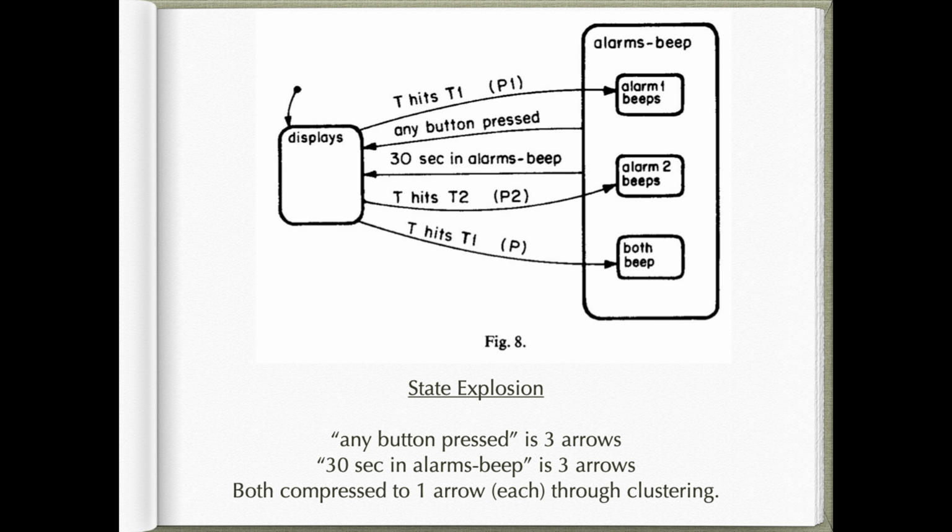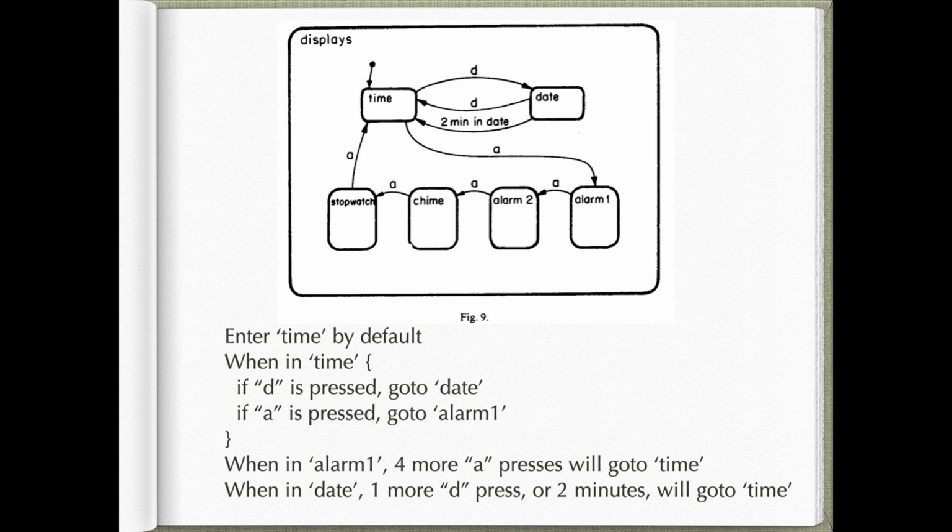Likewise, he's got a transition that says if one was in the state alarms beep for 30 seconds, there's a timeout and the system goes from state alarms beep, doesn't matter which substate it was in, to display. And he's got other detail on this diagram that shows how to go from state to the various substates of alarms beep.